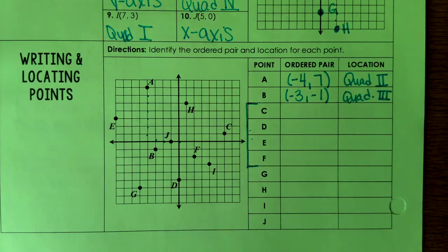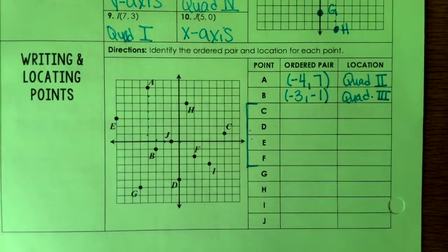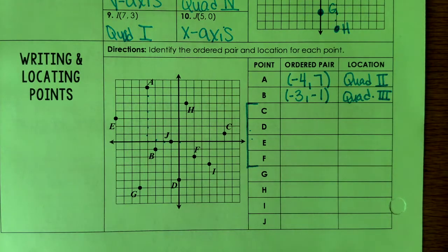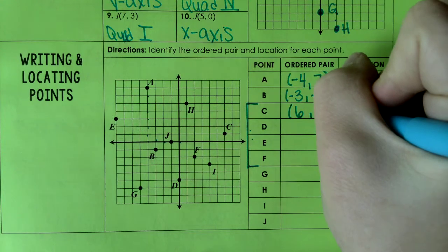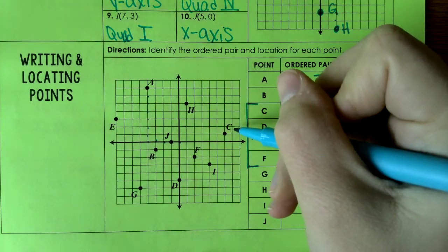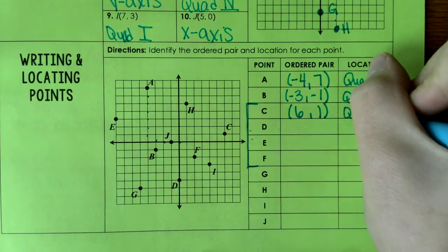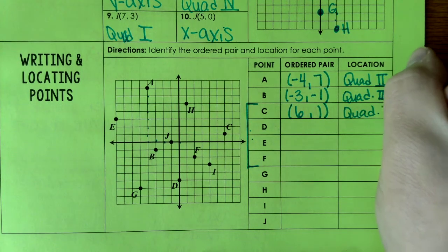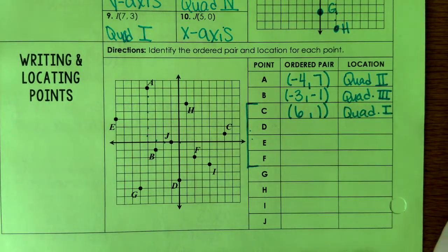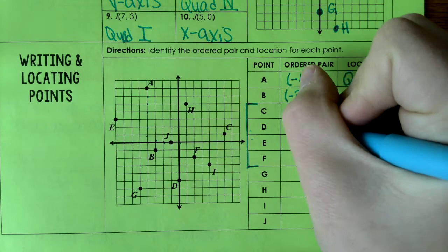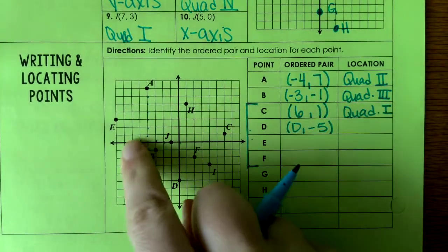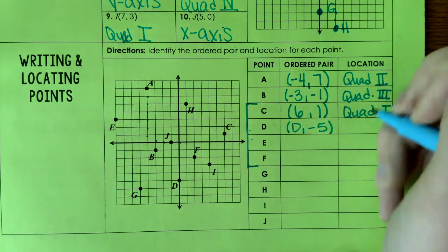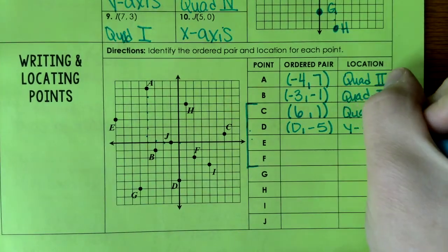Okay, now that you're back and you're watching the video to check your answers for C, D, E, and F, you should have gotten for point C 6, 1, because you went forward 6 and up 1, and that's in quadrant 1. For point D, you should have gotten 0, -5, because you didn't move left or right at all, but you moved down 5, and this is on the y-axis.